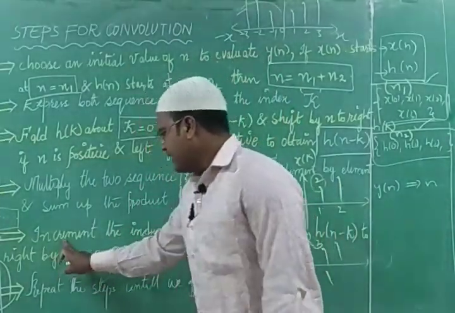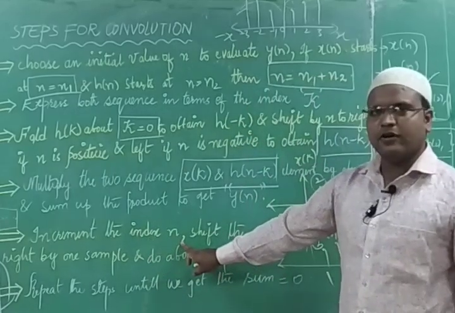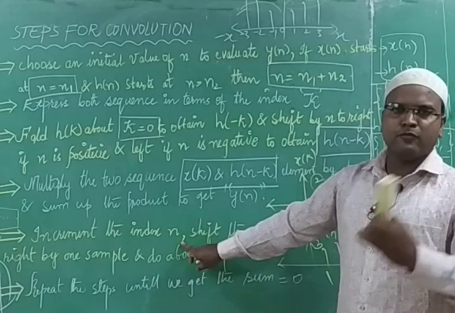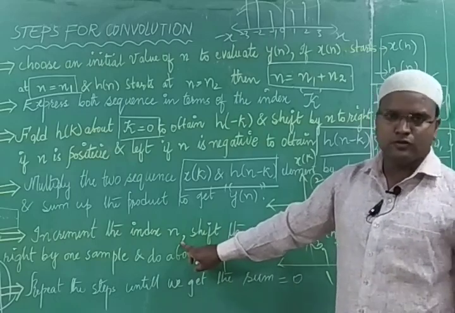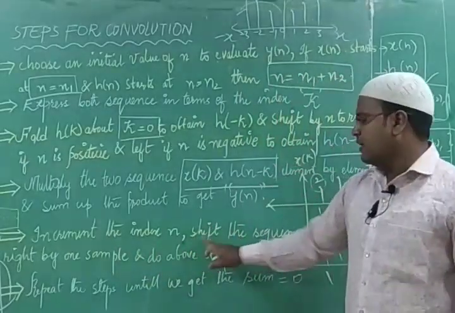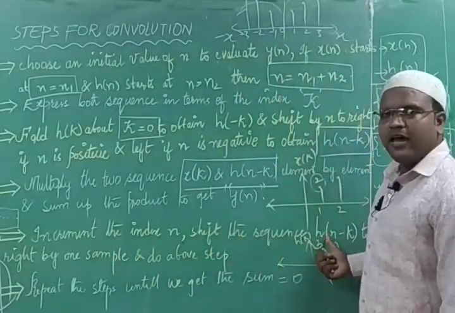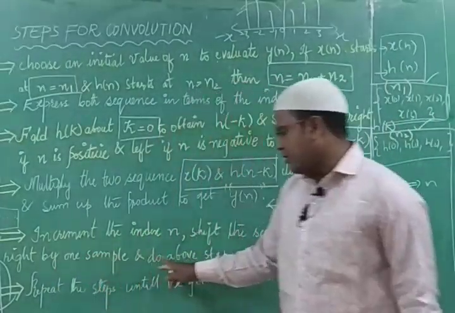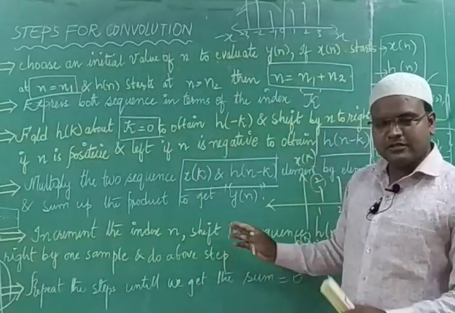Next thing, increment the index n. So whatever the index n is, if it's starting from n equals 0, then we move to n equals 1, n equals 2, n equals 3. Likewise, we are incrementing the index value n and shifting the sequence h of n minus k to the right by one sample and repeating the above steps. So this is the way we are doing it.